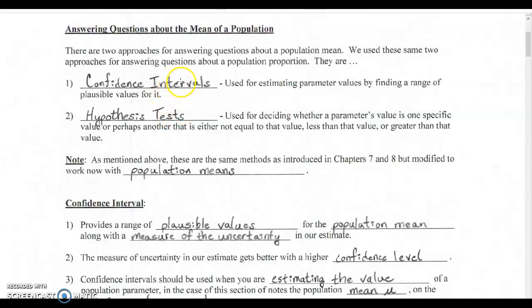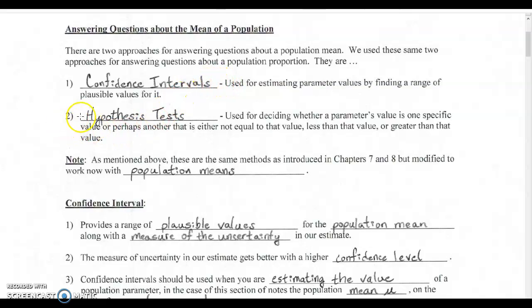For confidence intervals, these are used for estimating parameter values by finding a range of plausible values for it. For example, for the population mean, remember the symbol for the population mean is mu, we're going to find a confidence interval for it, which will estimate that. Now we can't get it exactly, so we're going to have a range of plausible values for it, where we'll be 95% or 99% or 90% confident, whatever we choose. But that's pretty confident that we have a range of plausible values for the true population mean.